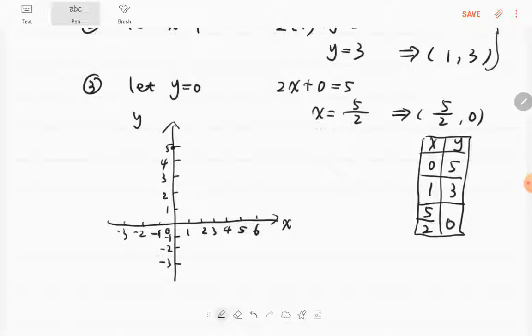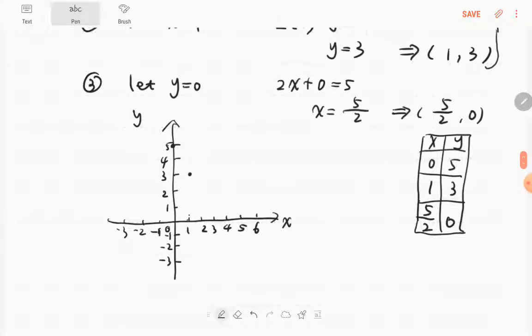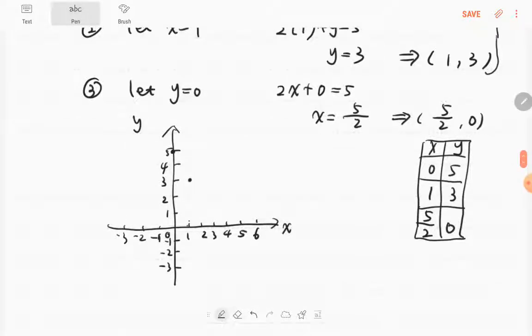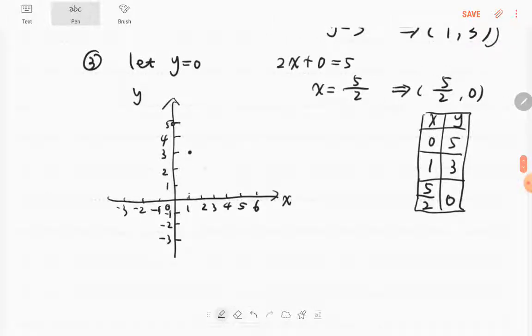Then the second one, (1, 3). So 1 for x and 3 for y. We will locate it here, and 3 here. So these two points are already enough, right? It's already enough to draw a line. So we can just connect them to draw the line. Then we can use the last point to test if this point is also on the same line.